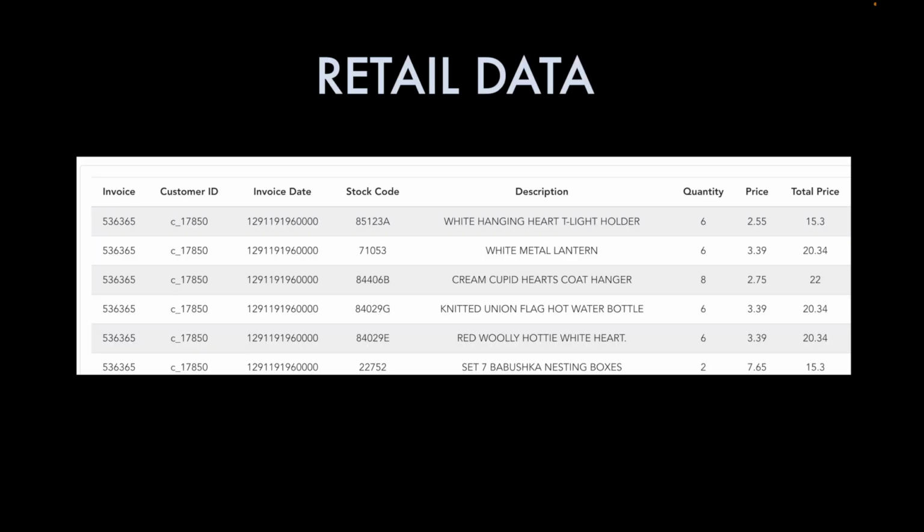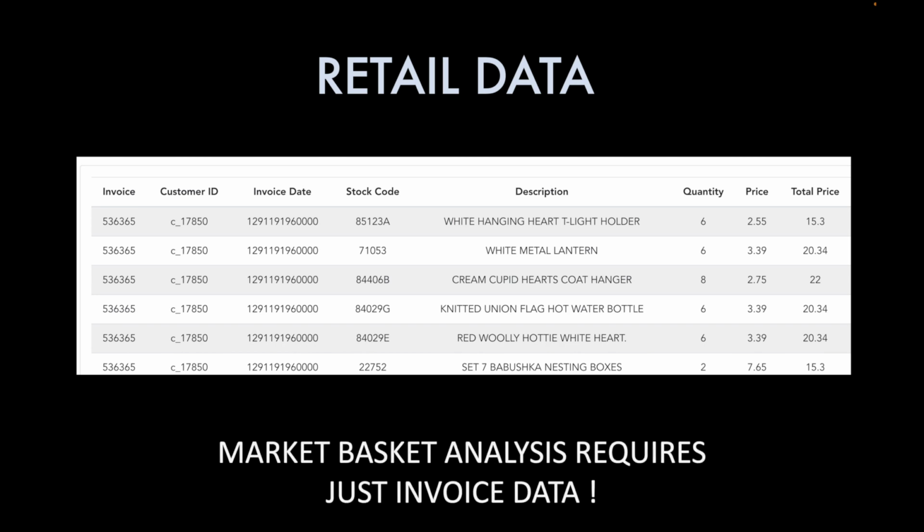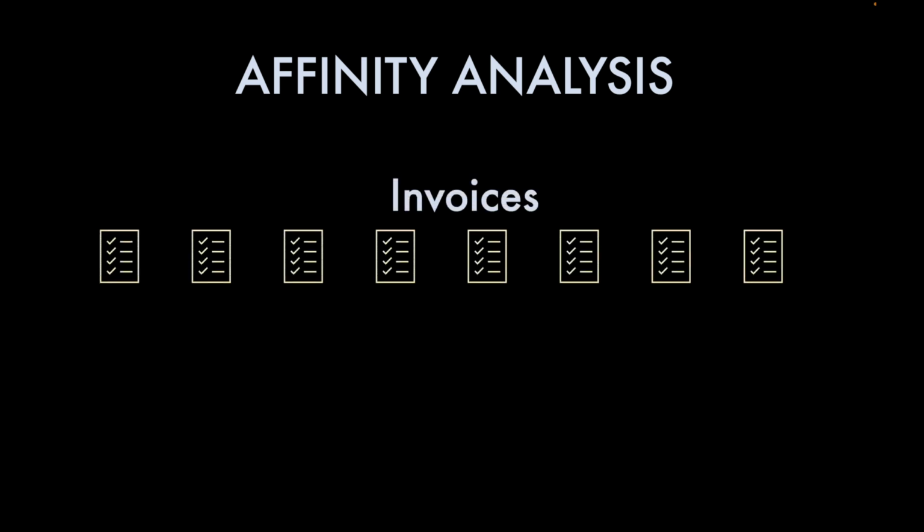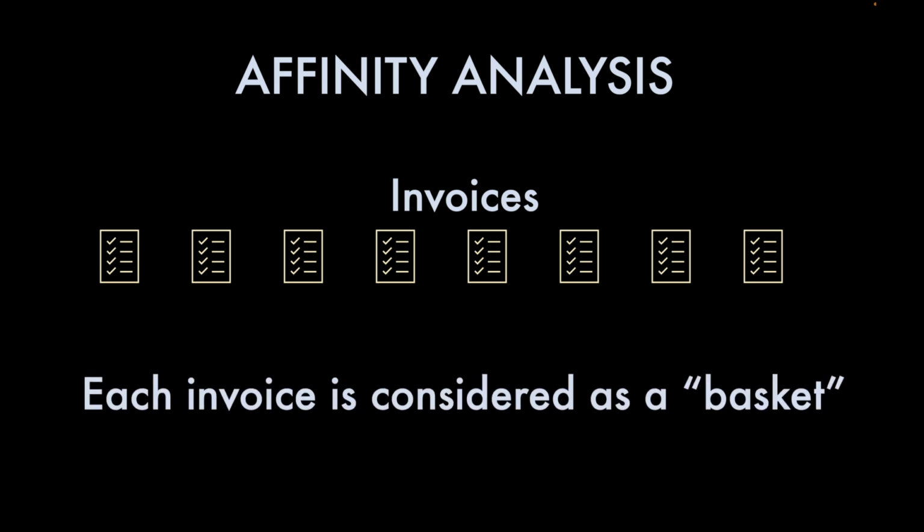The data in the demo is from a retailer and the data looks something like this. It has invoice ID, the customer ID, as well as the product code, description and other details such as quantity and price. One of the main advantages of market basket analysis is that it requires just the invoice data. You do not require lots and lots of other retail data. The most common algorithm used by market basket analysis is called the affinity analysis or the a priori algorithm. The algorithm considers each invoice as a basket and hence the name market basket analysis.